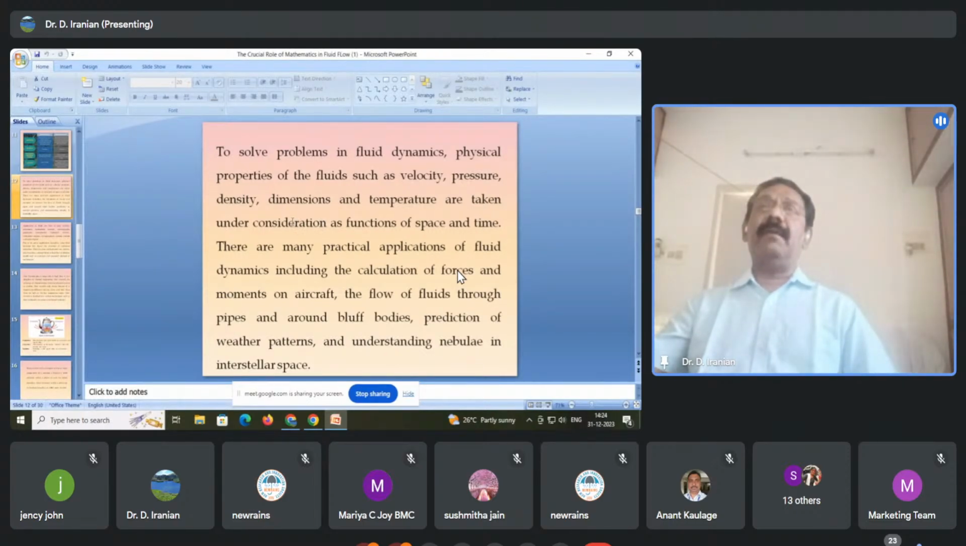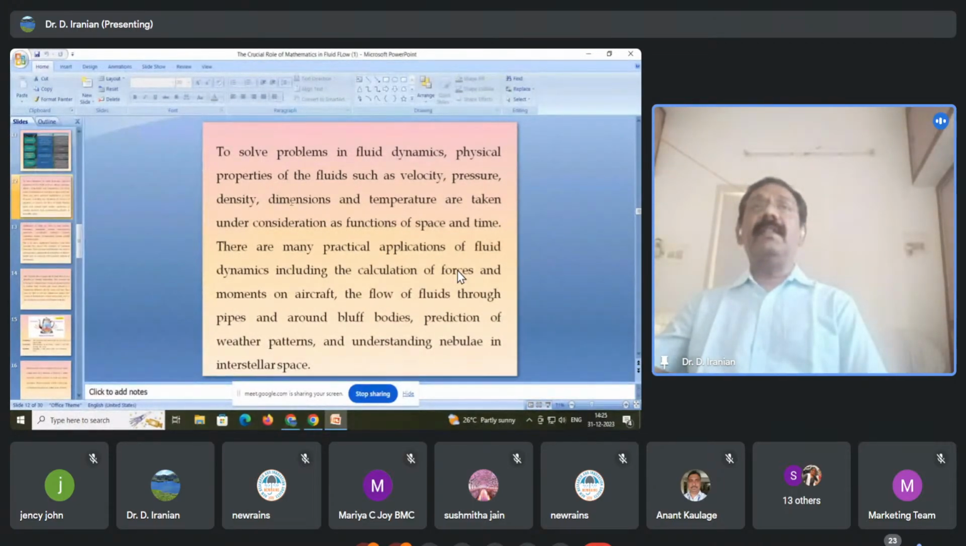So how can we write that? Any theory problem on fluid flows, we convert into mathematical terms. How can we convert into mathematical terms? So many conversions are there. That means the Navier-Stokes equations. Before that, to solve the Navier-Stokes equations, we have to see this kind of activities. That means to solve the problems in fluid dynamics, physical properties of fluids such as velocity, pressure, dimensions, temperature, everything. There are many practical applications of fluid dynamics, including the calculation of forces. Force is also one of the important parameters. So how can we solve that?